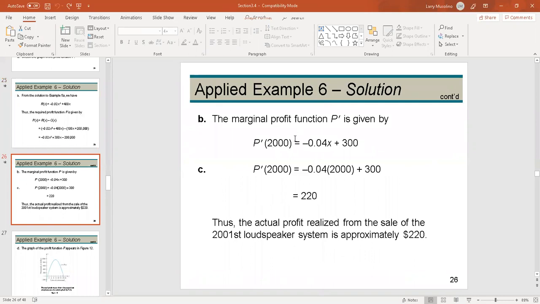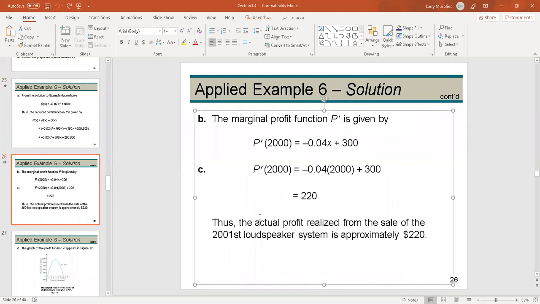And they wanted us to come up with P prime of 2000. So I'm going to replace x here with 2000. And I get the answer 220. So the actual profit I get from selling the 2001st loudspeaker is $220.